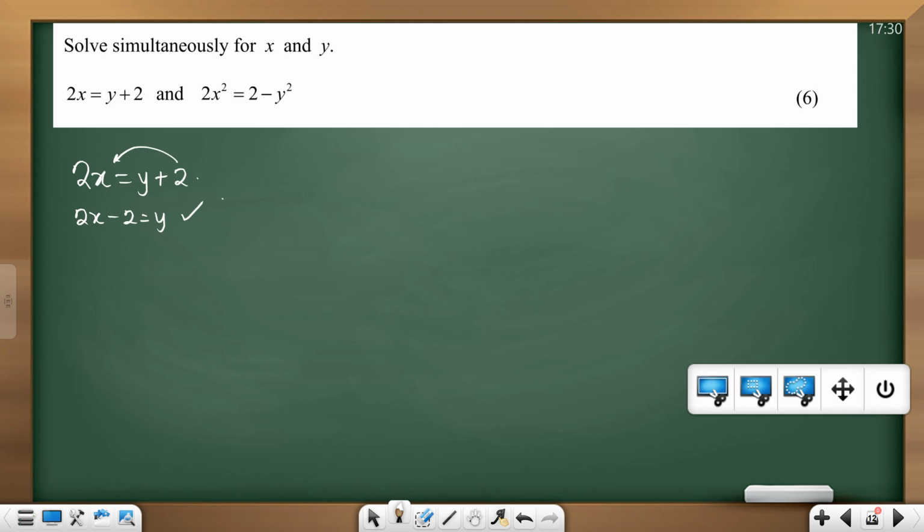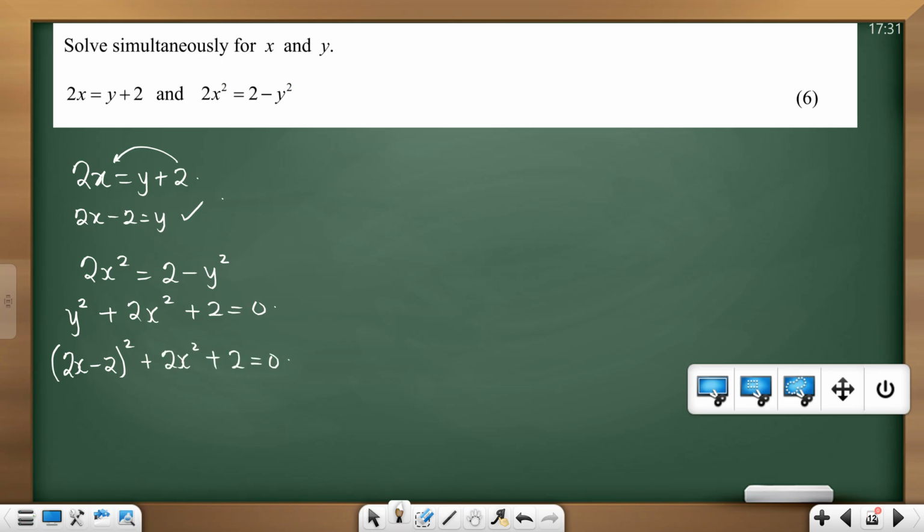I have 1 mark. Then I'll throw y into my equation. Please don't rush this. If you are not sure of what to do with this negative, you can bring it over. If you bring it over, what do you have? Y squared. Do you see that, right? Plus 2x squared plus 2. Now what is y? Y is 2x minus 2 squared.